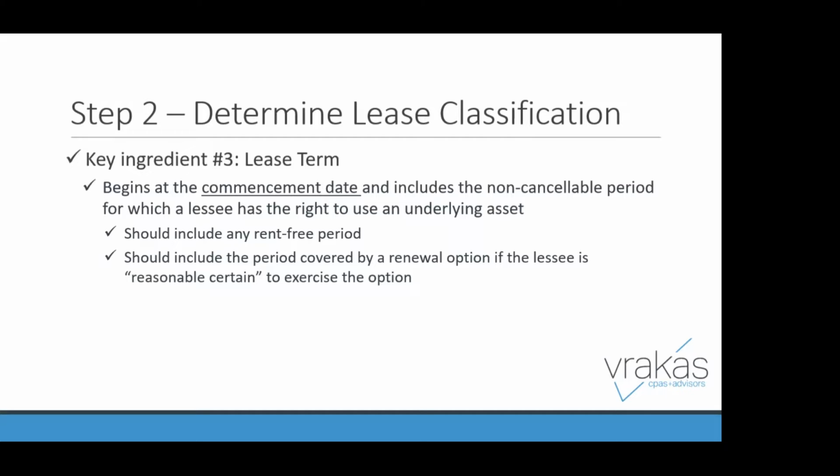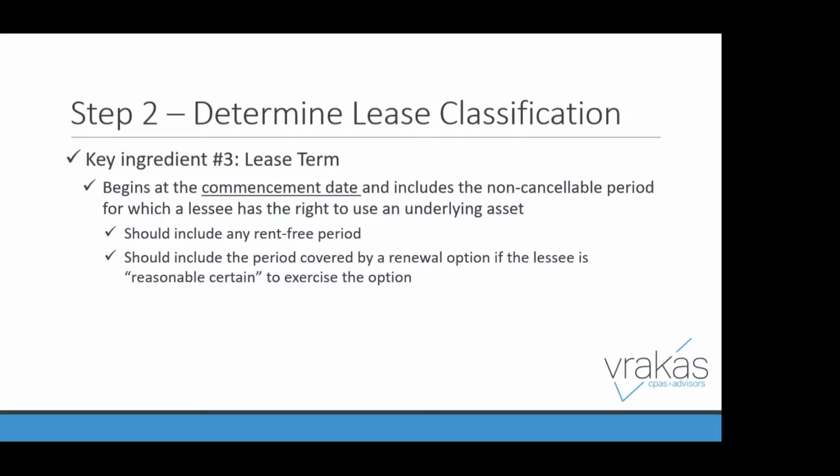So as we discussed in that office lease example, if you get access to the space for 3 or 6 months to do tenant improvement build outs, you would include those months in your lease term. You would also include any periods covered by your renewal option if you are reasonably certain to exercise the option. Now, that is very subjective. There's no particular guidance in the standard that defines reasonably certain.